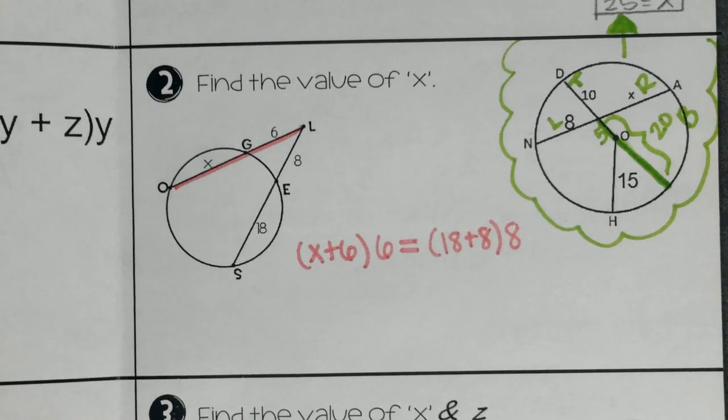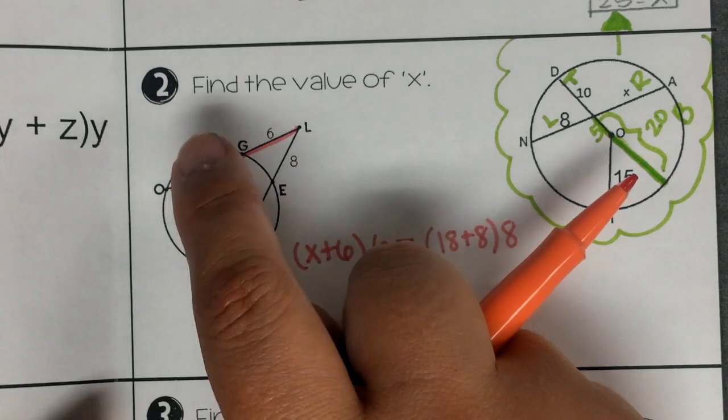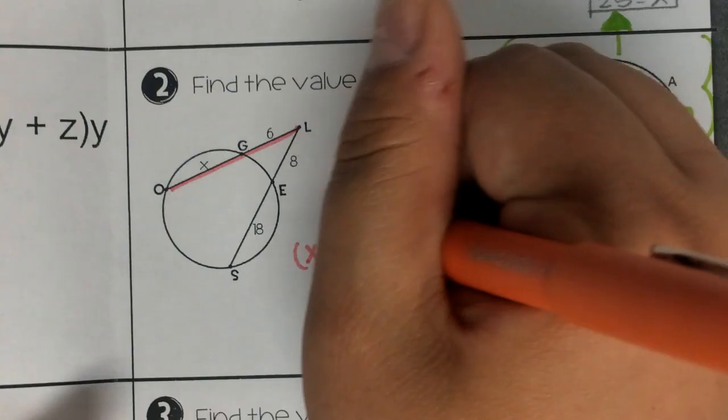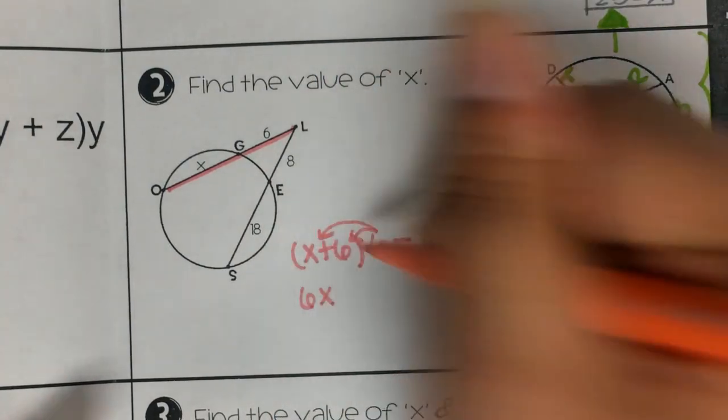Does that make sense though? Because that's a big common mistake. People want to say that's 6x. It's not. It's x plus 6. Alright, I'm going to distribute. What's 6 times x? And 6 times 6.